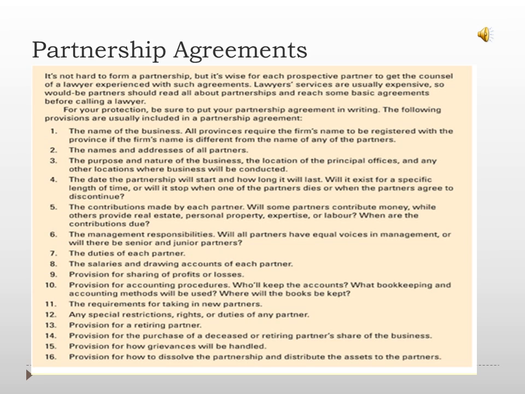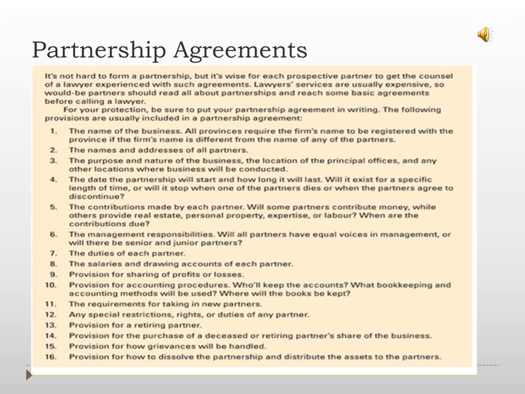And a draw is when a partner withdraws money from the partnership. So the partnership agreement should specify how those draws are to be handled, who has to approve them, and whether there are caps on amounts. The partnership agreement should clearly indicate how the profits of the business, and consequently the losses of that business, are going to be shared amongst the partners.